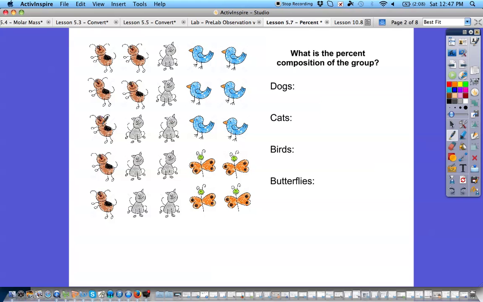So we have 7 dogs, 8 cats, 6 birds, and 4 butterflies. We have a total of 25 animals. So we're going to divide each of these by 25. And then to get that percentage, to get it out of the decimal form, we need to multiply it by 100.